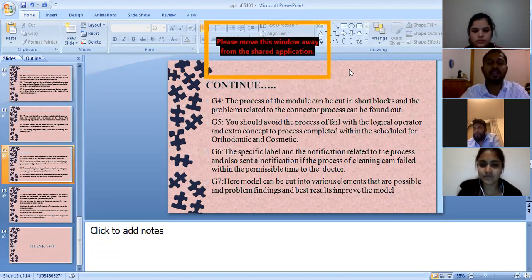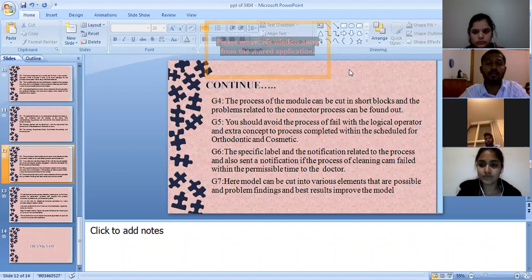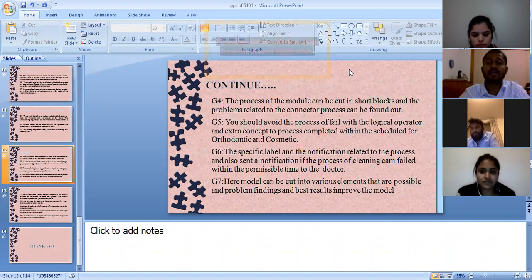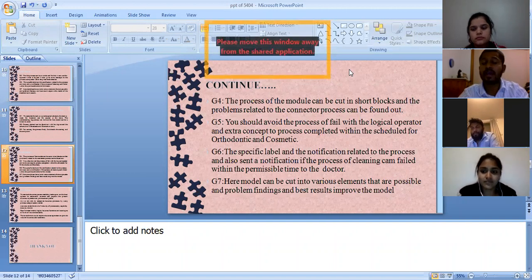So this is what it says when I relate to the case study. And the sixth guideline is about specific labels and notifications related to the process, and also sending a notification to the doctor if the process failed within the permissible time. So you all know, use verb-object activity labels. This explains that all ongoing orthodontic and cosmetic patients receive maintenance care by the orthodontist, which is a bi-monthly checkup. So every patient has a checkup twice a month.